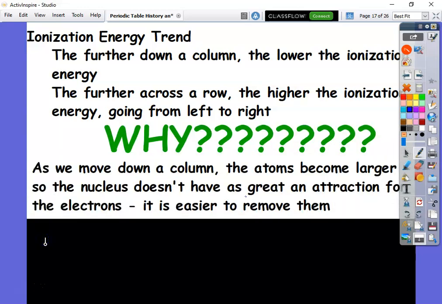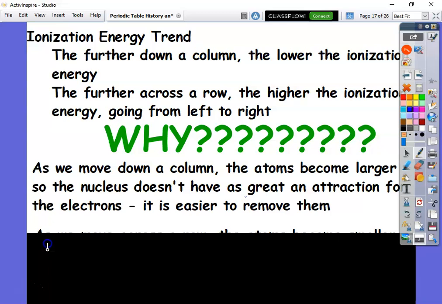So the why is going to take us back to the last video. So here we go. As we go down a column, atoms become larger, so the nucleus doesn't have as great an attraction for the electrons. That means it's easier to remove electrons. So I'm going to draw the same drawing that I did in our last video.